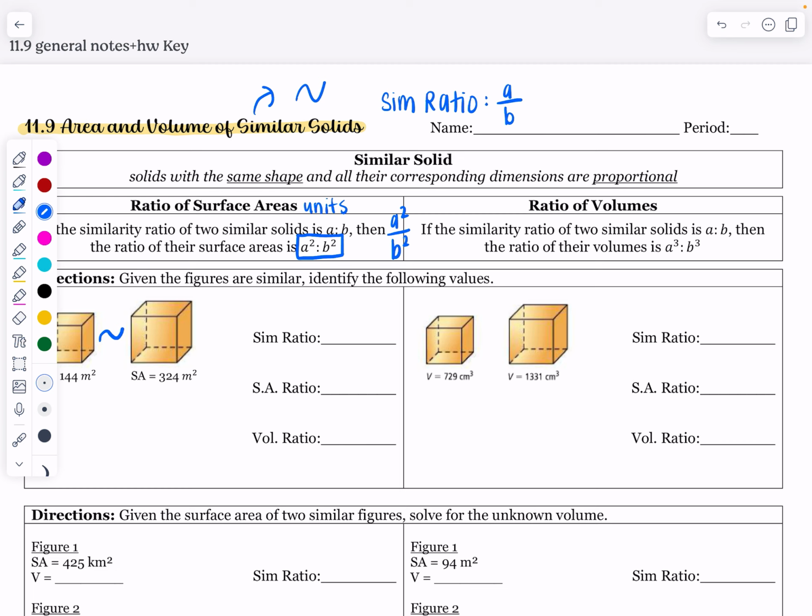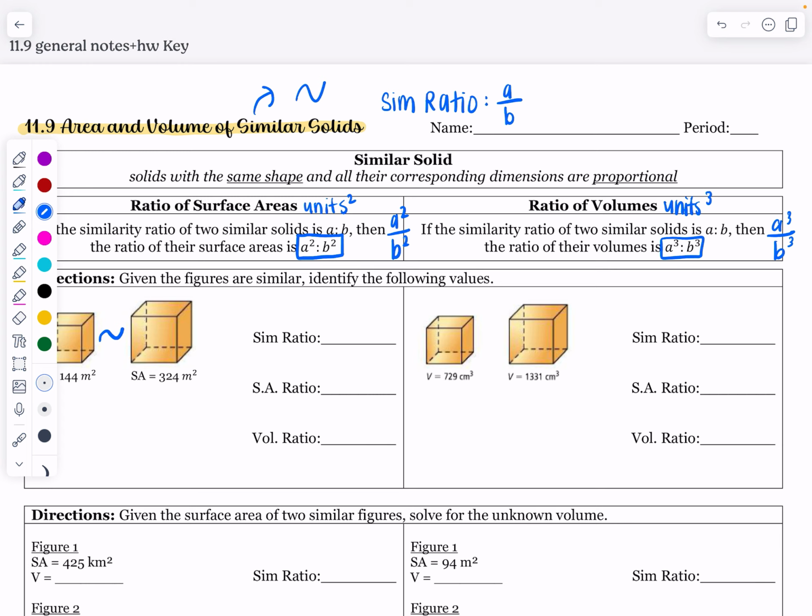Okay. Well, what is volume? Volume is always going to be units cubed. So it says if the similarity ratio of two similar solids is A to B, the ratio of their volumes is going to be A cubed to B cubed. So you could also write that as a fraction, A cubed over B cubed. Easy to remember because volume is always units cubed.